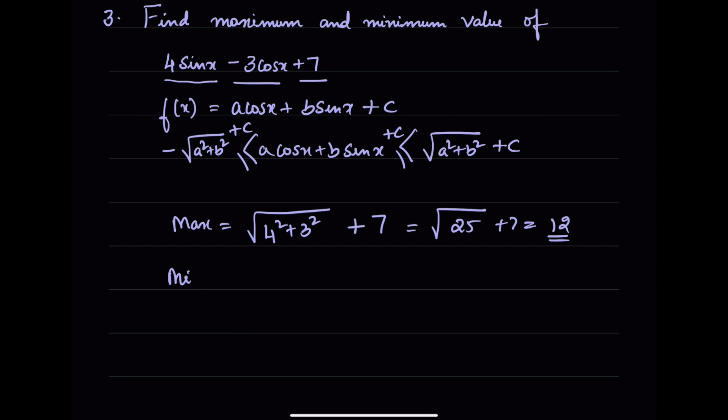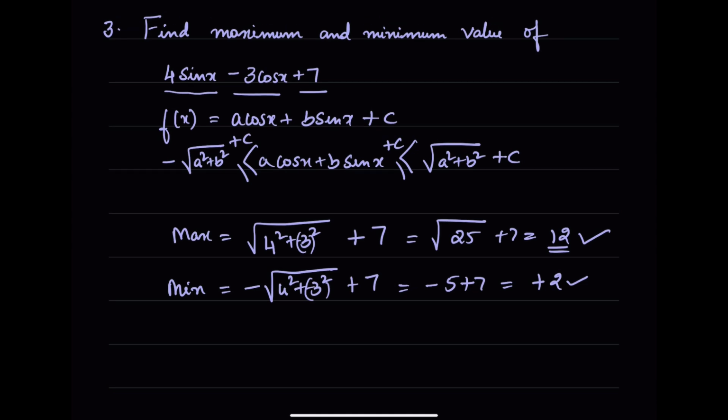So what would be the minimum value now? It would be minus square root of 4 square plus 3 square. It's actually minus 3, but I just ignored the negative sign here, and plus 7. This is nothing but minus 5 plus 7, which is equal to plus 2. So the minimum value is 2 and the maximum value is 12. So there is not much difference when a constant is added to the function. We just add the constant to the minimum and maximum values. So this is how we can solve both kinds of problems.